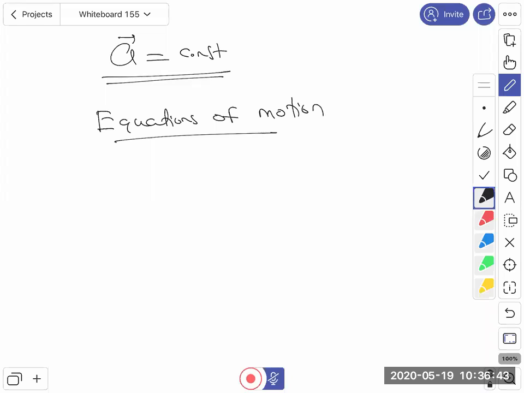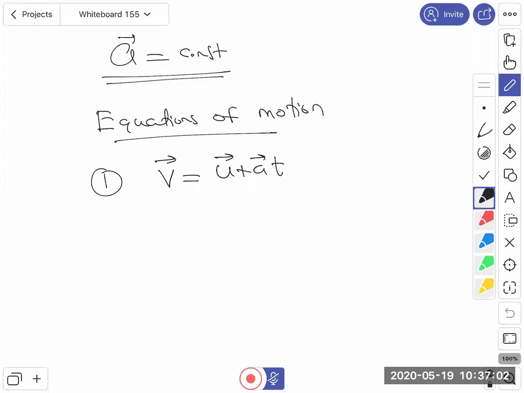And you already studied these things in 10th class, right? So the first equation of motion is v = u + at. Just remember that now we'll take it in vector form, which means the v vector is equal to the u vector plus the a vector into t.